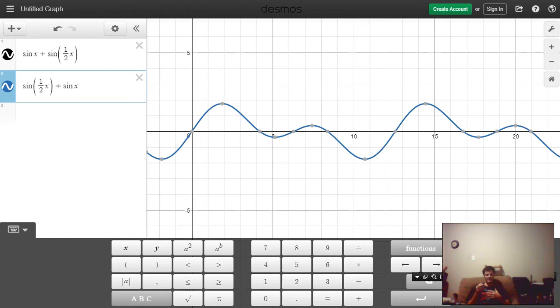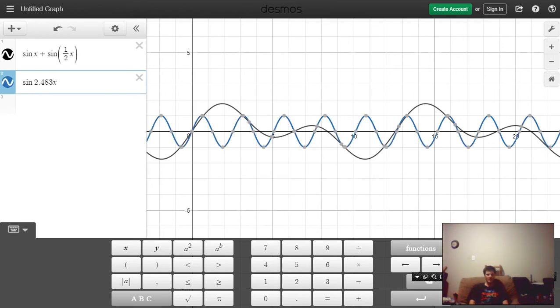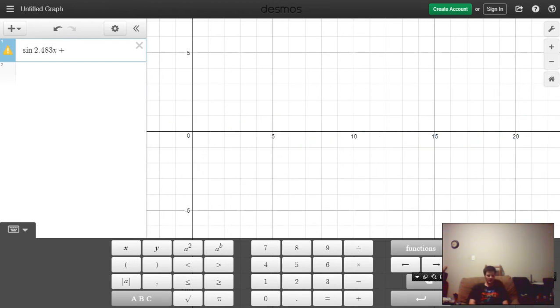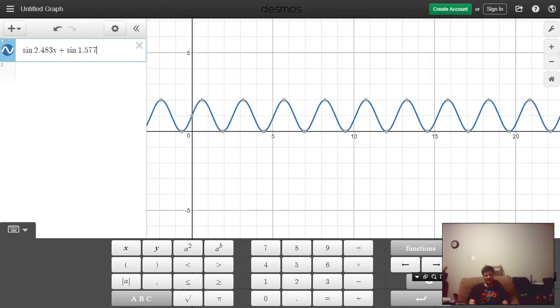So we just saw adding frequencies and amplitudes together, and we got really in depth into what adding two amplitudes can do together, but now let's put in some nonsense numbers. Okay, let's add 2.483x. All right, so there's one wave. Now we're going to add it to some other random wave. Sine, somewhere between 1 and pi. So let's go with basically almost pi over 2. So, like, sine of 1.57x.